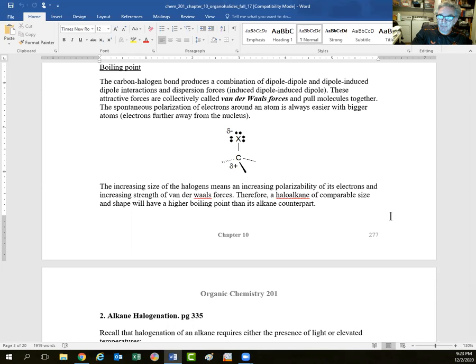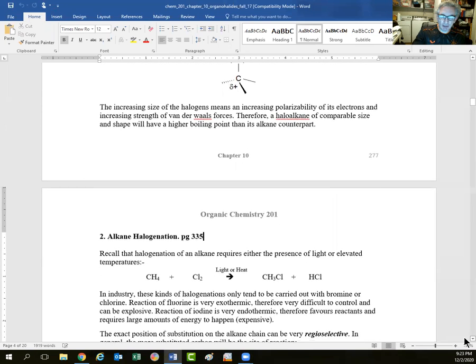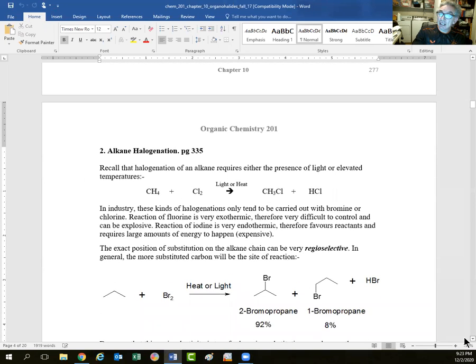That leads to stronger forces of attraction between the molecules and higher melting temperatures and boiling temperatures compared to the alkanes. If we look at things like aldehydes or ketones or alcohols with more polarized bonds, they would have even higher melting and boiling temperatures. So for boiling point elevation and melting point elevation, the haloalkanes are only really higher than the alkanes themselves, which have no polarity.